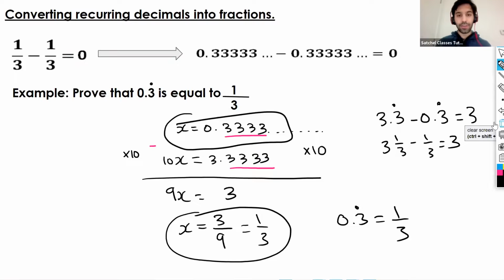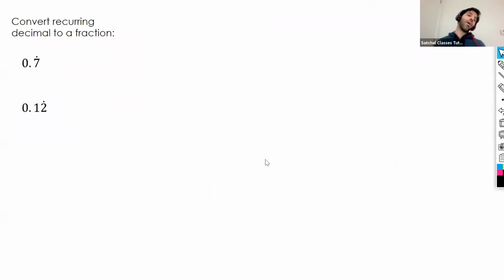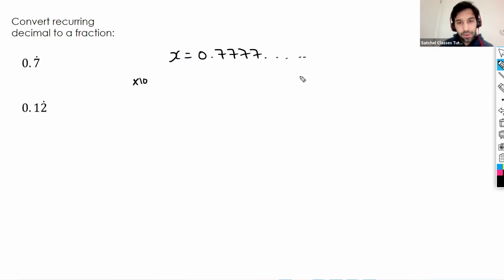All right, let's do another example. So it gets a little bit trickier. It says convert the decimals to fractions. So again, let x be equal to 0.7777. So I'm just going to stop at 4 decimal places. Now multiply both sides by 10 again, because ultimately you want to get rid of these recurring decimals. The goal is to get rid of the recurring decimals.